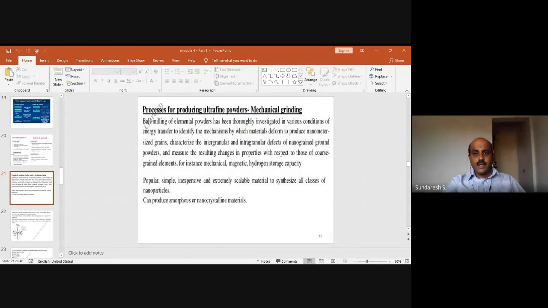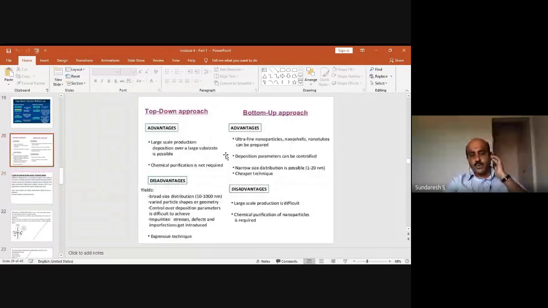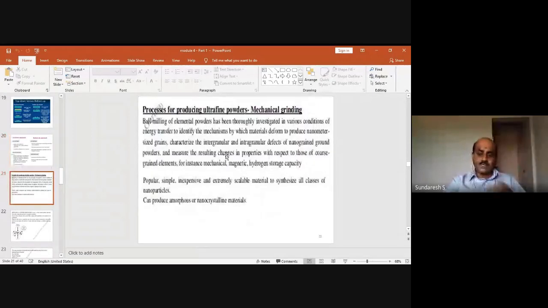Yeah, move to the next one, what we call the production process for producing ultrafine powders. This is mechanical grinding, which is basically a top-down approach.